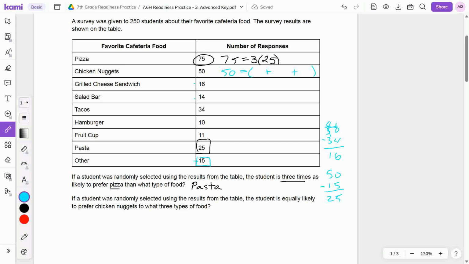that gets me with 25 left. Ooh, look. I could do fruit cup and salad bar because that's going to give me 25. All right, so if we're counting other as a type of food, we could say they are 3 times as likely to prefer chicken nuggets as they are salad bar, fruit cup, and other. So those are difficult types of problems. Guess and check is usually a pretty solid strategy.